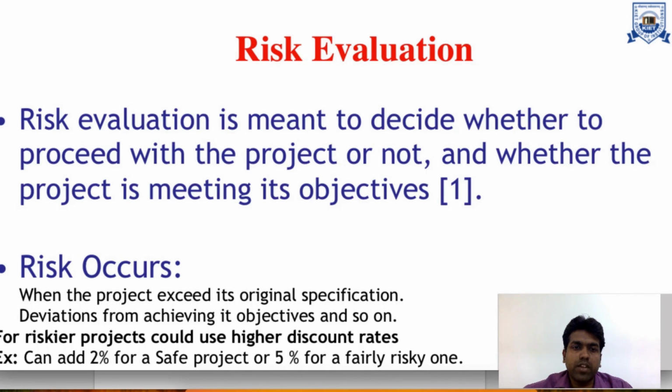Deviation from achieving its objective. If you deviate from achieving the objectives and goals that you have made, there will be a risk. That's why it happens. And for a riskier project, we can use higher discount rates, as you have seen in different examples. So for example, we can add a 2% discount rate more for the same project, and for a very risky project we can take 5% of discount rate.